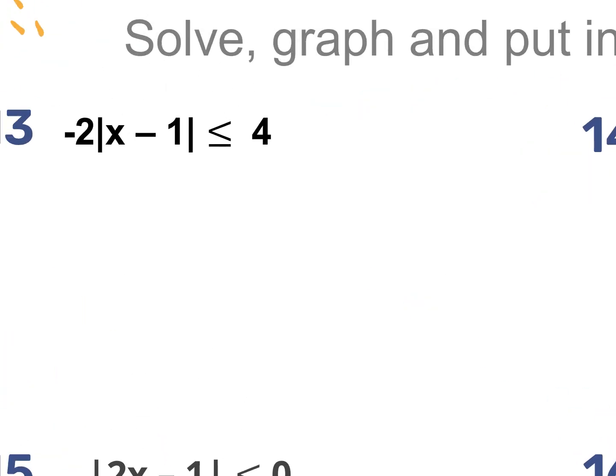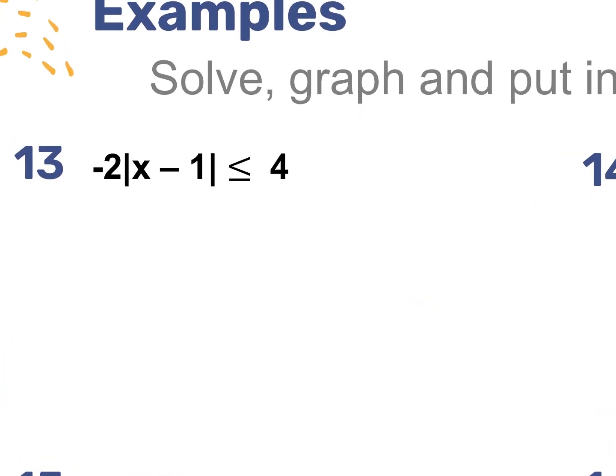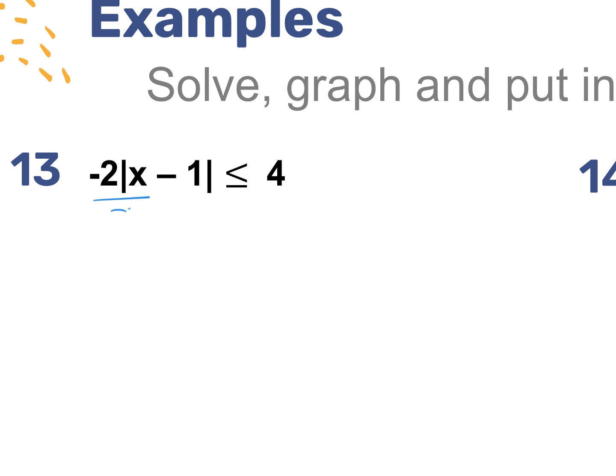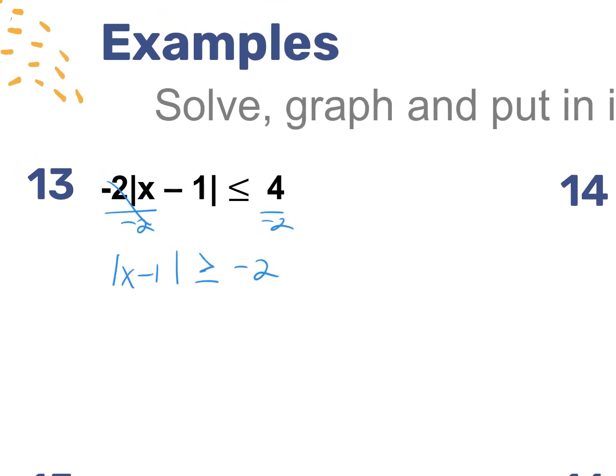Okay, let's look at 13. Is my x minus 1 an absolute value? Is it isolated? No, so let's get it isolated first. We're going to divide both sides by negative 2. So I have the absolute value of x minus 1, what? Greater than or equal to negative 2. Why did the sign flip? Because we did what? We divided by a negative. Okay. Everybody all right? What kind of a sign is this now? Greater than or equal to. So it's an or, right? Or. It's going to be one or the other, okay?